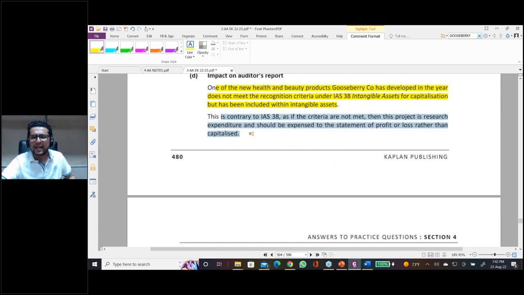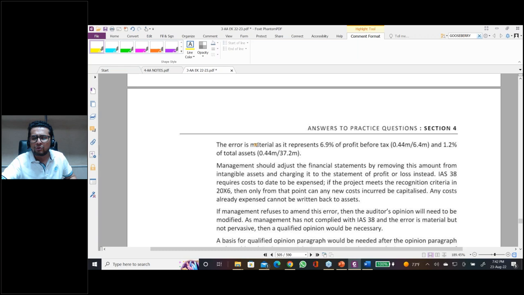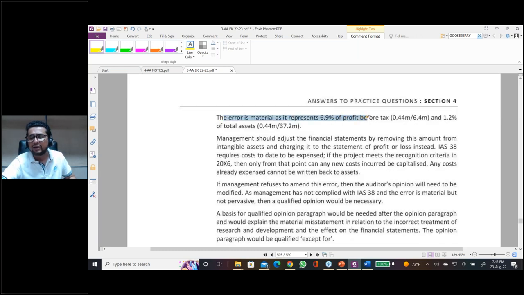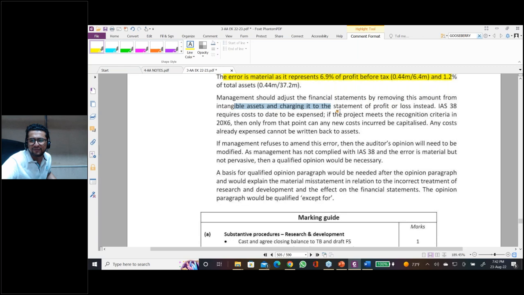This is not in line with IAS 38. It should have been expensed out in the profit or loss account. This amount represents 6.9% of the profit and 1.2% of the total assets. So it is material to both the profit or loss account and the statement of financial position. Management should adjust the financial statements.